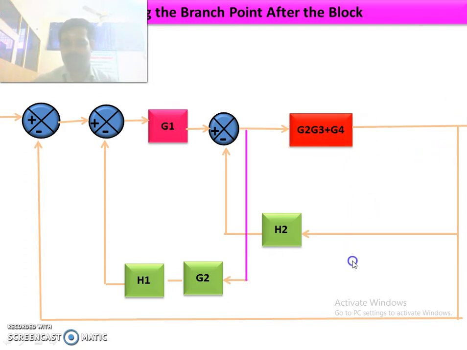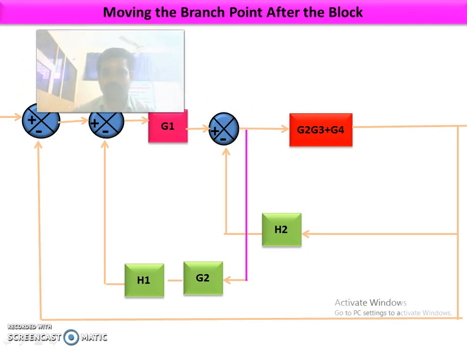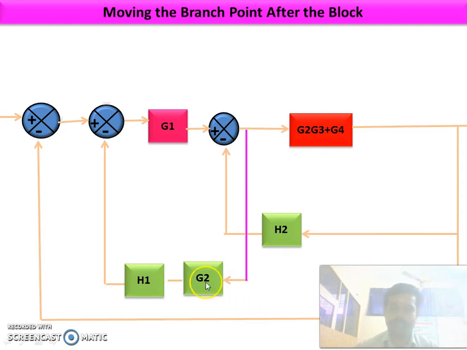And already we have moved this branch point before that block G2. Now, these two blocks are in cascade. This also you can combine into one, so you will be getting H1 into G2.